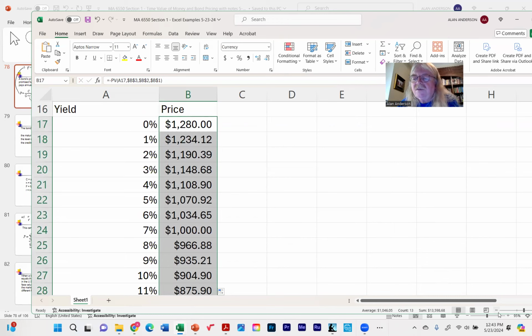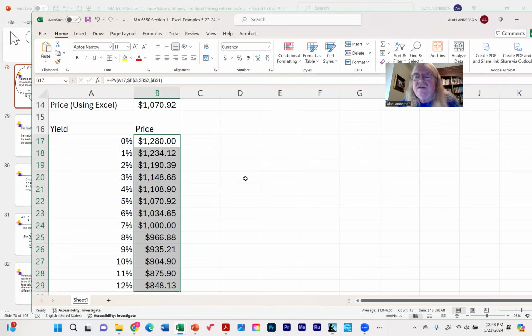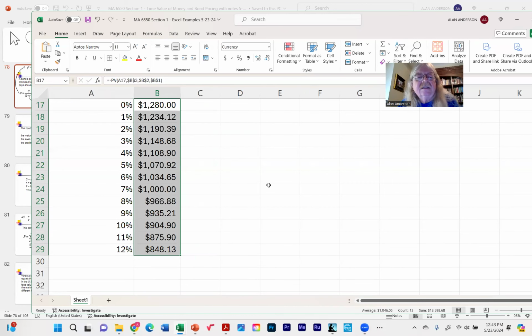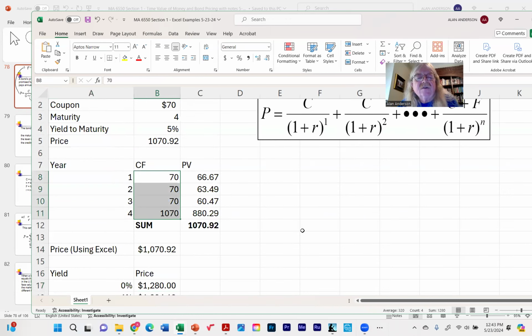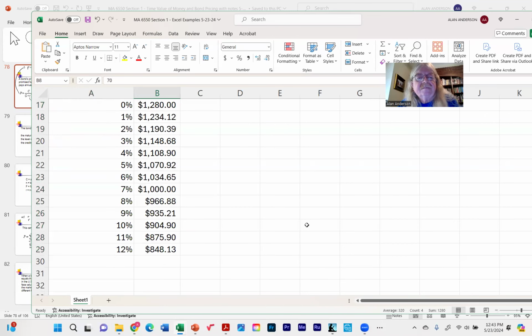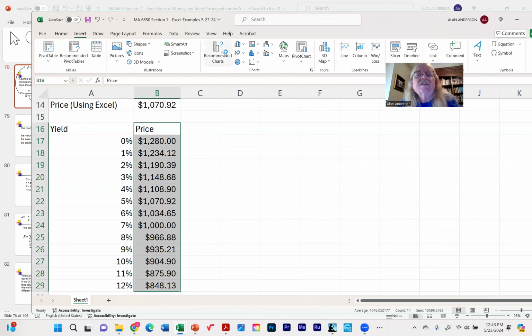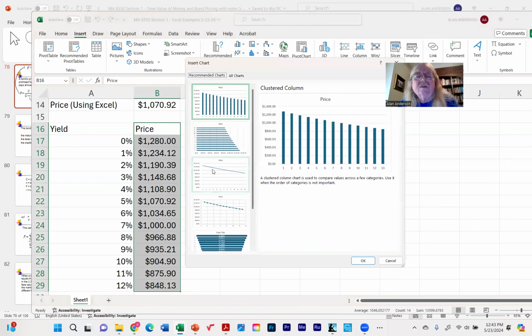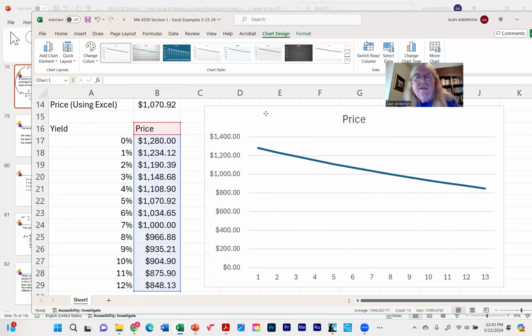And if you notice, as we expected, as the yield goes up, the price goes down. And in fact, when the yield is zero, the price is just the sum of these cash flows because they're not being discounted. So now, if you want to graph this, just to see what this relationship looks like, what the price yield curve looks like. Okay, now a couple ways we can clean this up.